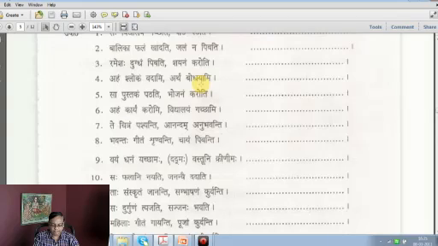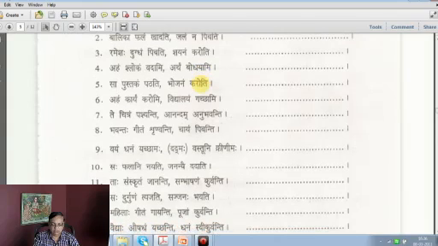Next. Aham shlokam vadami artham bodhayami. I read a poem and I understand it. Aham shlokam uditva artham bodhayami. I understand the meaning. Avagacchami. Artham bodhayami.